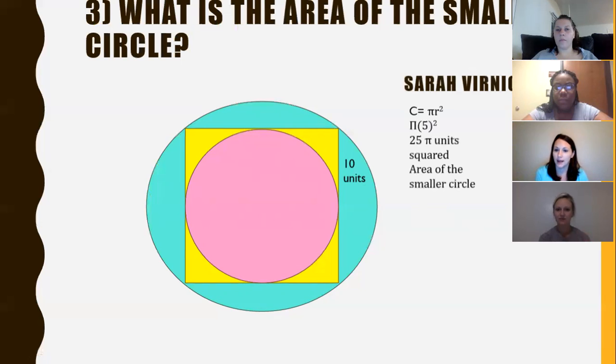So pi times 5 squared. The reason we're using 5 is because 5 is half of 10, which is our radius, because the radius doesn't go the full way. It's just from the halfway point, or the vertex, to the outside edge. So if it says it is 10 units, it's going to be 5 because it's half of that. 5 squared is 25. So we get 25 pi units squared, and that's going to be the area of our smaller circle.